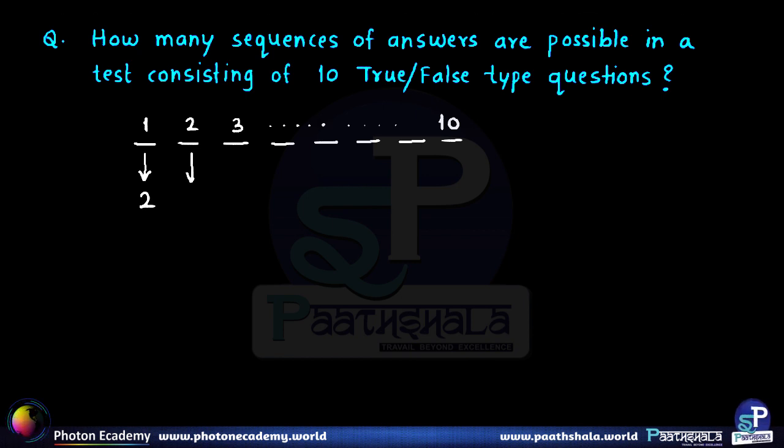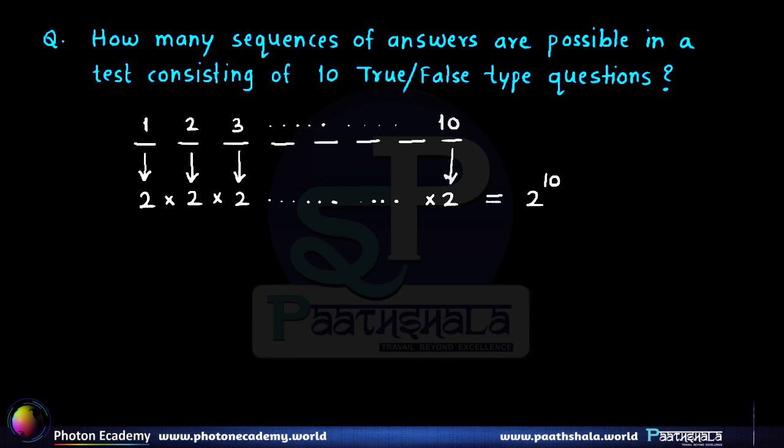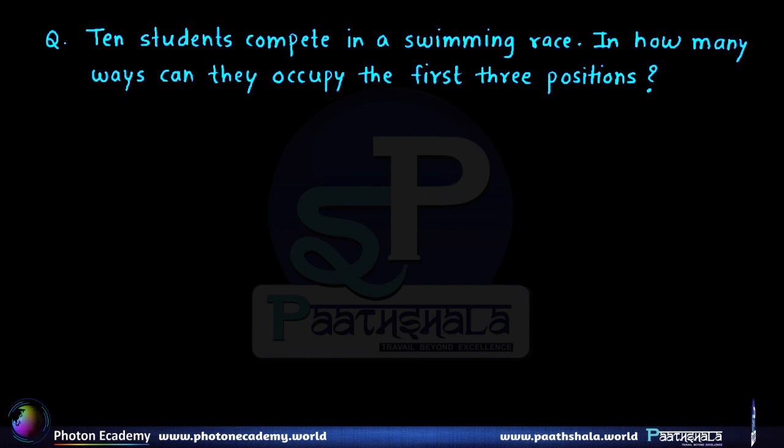So similarly, each of the remaining questions can be answered in any one of the 2 ways. Therefore, in all, the total number of ways to answer the question paper is nothing but the multiplication of 2 into 2 and so on 10 times. So that turns out to be nothing but 2 raised to 10, which is nothing but 1024. So here once again we have used the principle of multiplication. Moving to the next question.